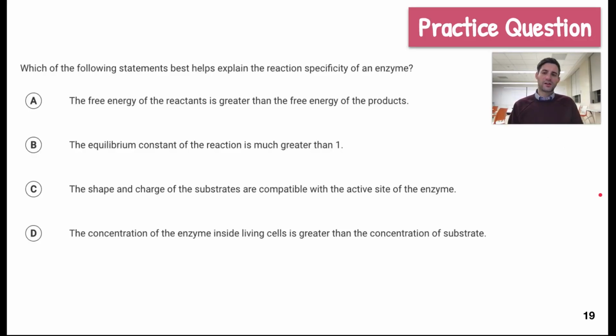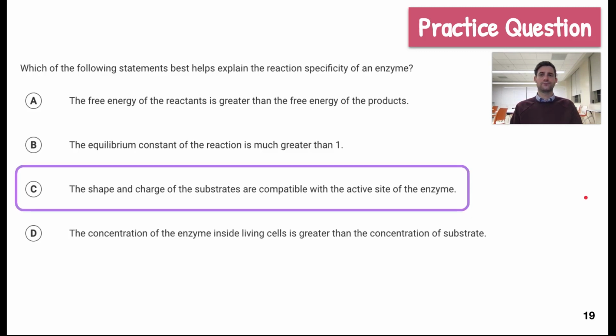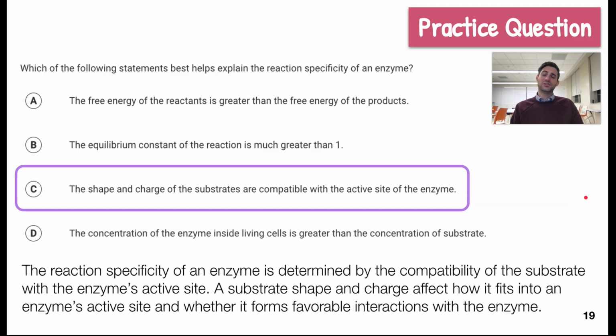Let's review another practice question. Which of the following statements best helps explain the reaction specificity of an enzyme? Read over the answer choices, pause the video, and then come back when you're ready to review the answer. All right, so welcome back. I hope you chose letter C. The shape and charge of the substrates are compatible with the active site of the enzyme.